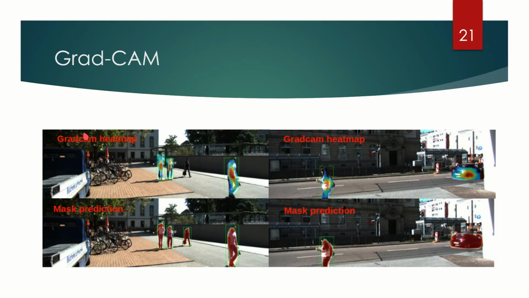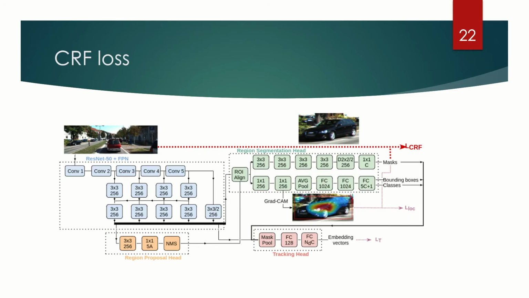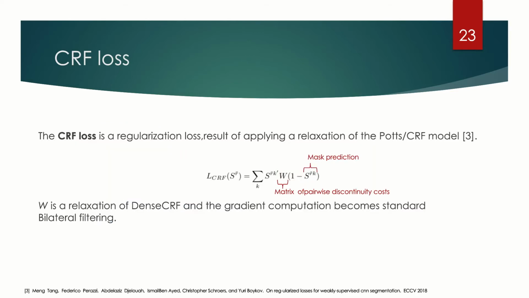But how do we retrieve the boundaries of the objects? Because by now we only have weak localization information. For that purpose, we have added the CRF loss, which was introduced in the cited paper below. Please check the details in the original paper.